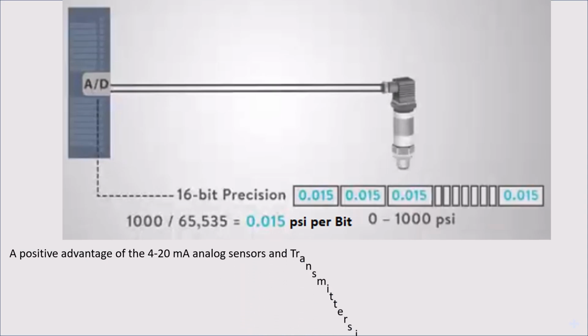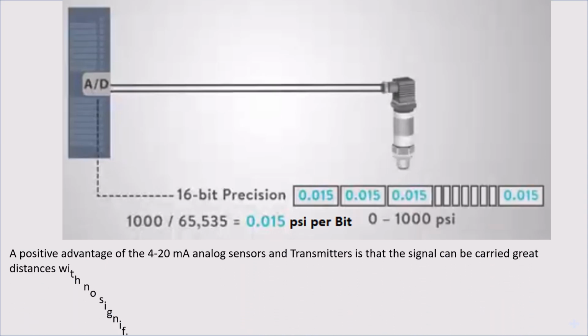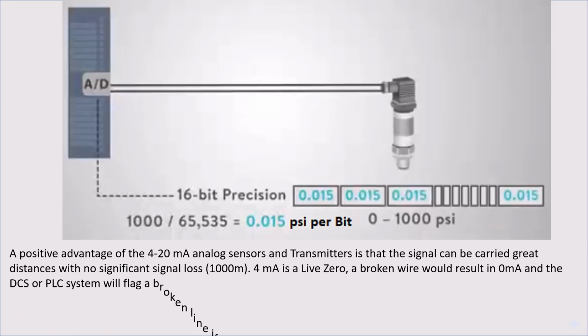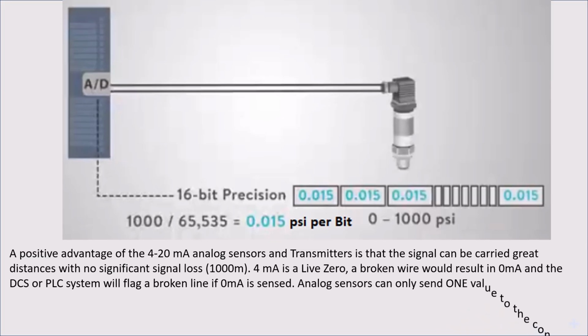A positive advantage of the 4 to 20 milliamp analog sensors and transmitters is that the signal can be carried great distances without any significant signal loss, 1000 meters. 4 milliamps is a live zero, and a broken wire would result in 0 milliamps, and the DCS or PLC system will flag a broken line if 0 milliamps is sensed.